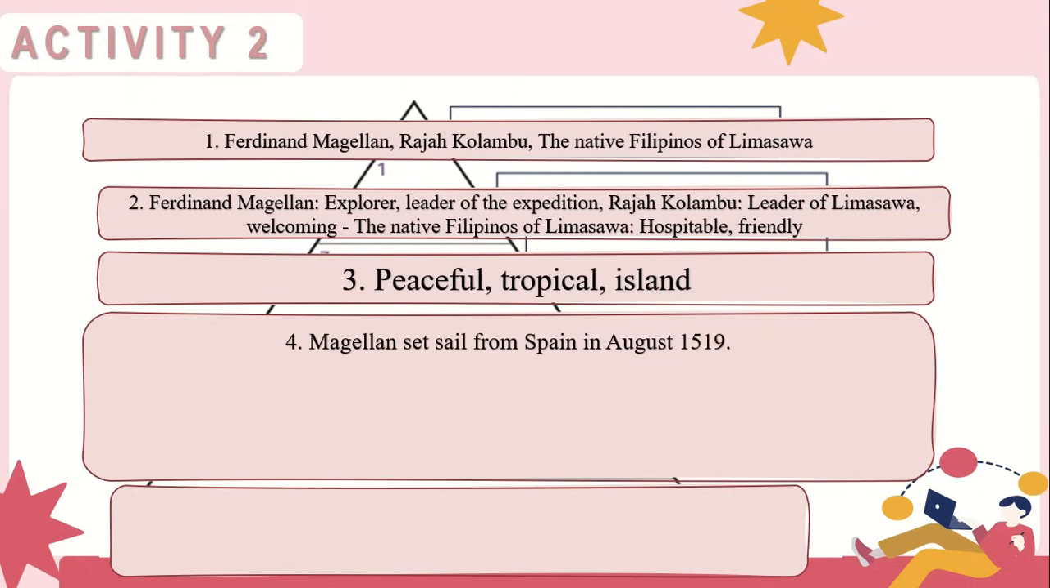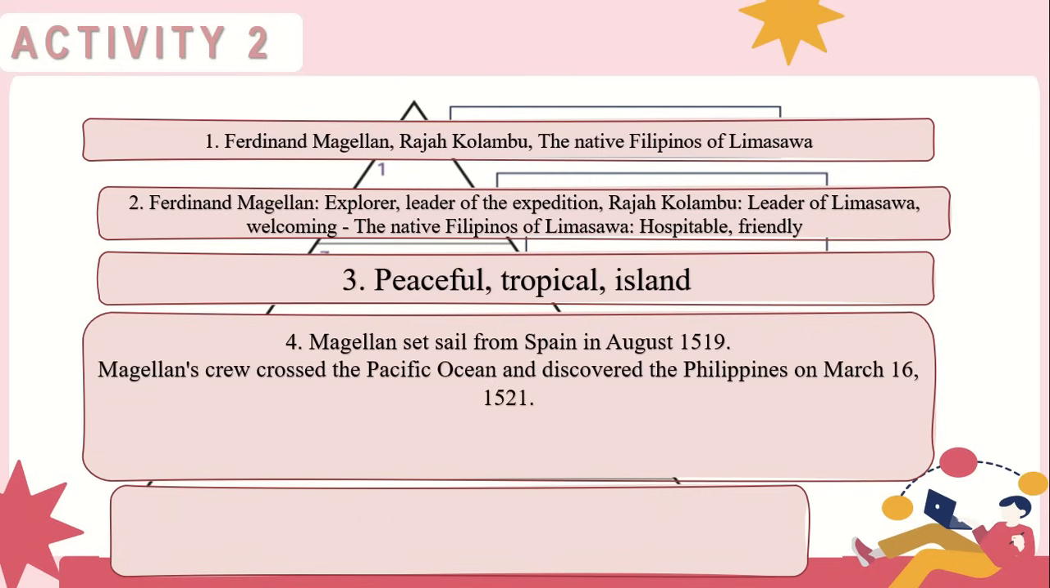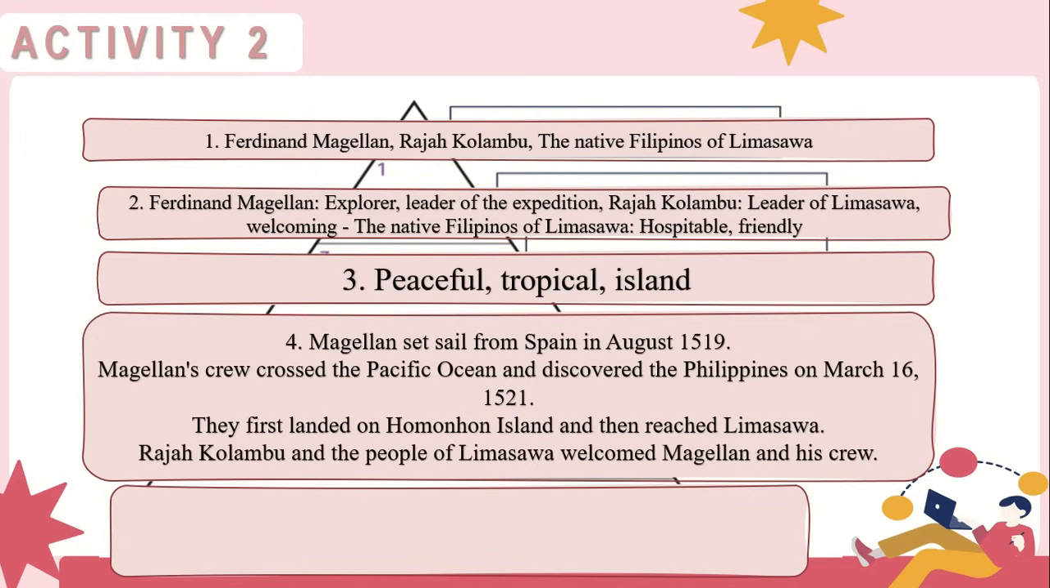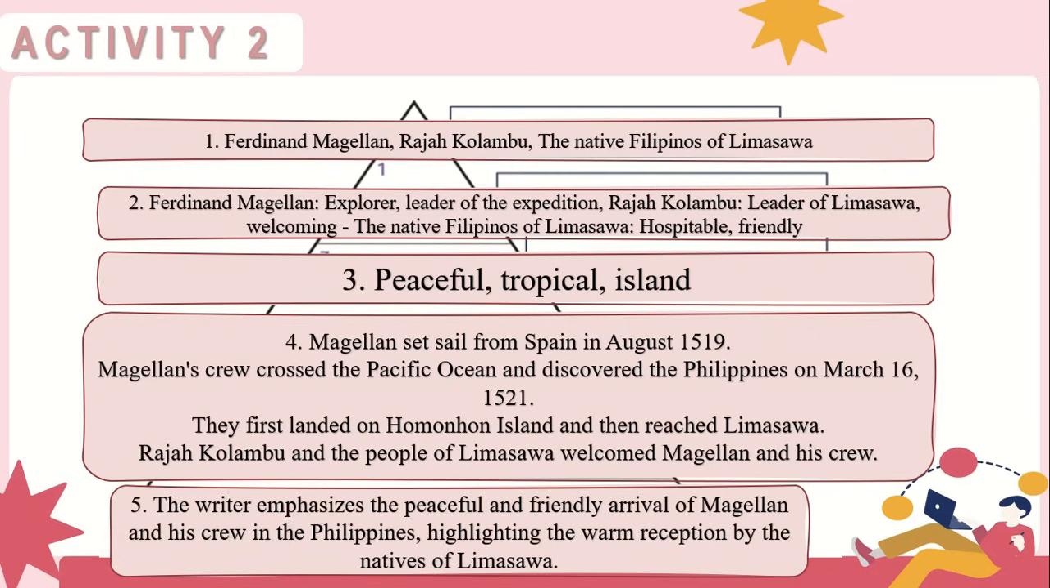Number 4, Magellan set sail from Spain in August 1519. Magellan's crew crossed the Pacific Ocean and discovered the Philippines on March 16, 1521. They first landed on Homonhon Island and then reached Limasawa. Raha Kolambu and the people of Limasawa welcomed Magellan and his crew. Number 5, the writer emphasizes the peaceful and friendly arrival of Magellan and his crew in the Philippines, highlighting the warm reception by the natives of Limasawa.